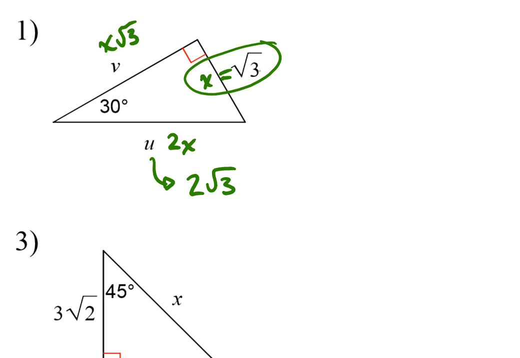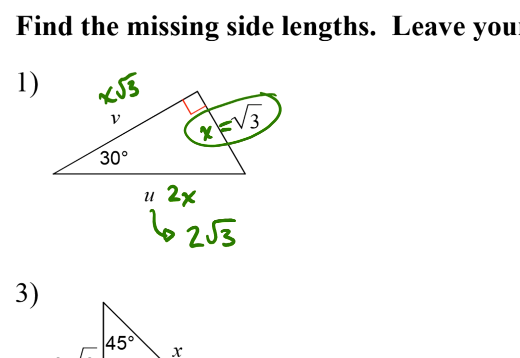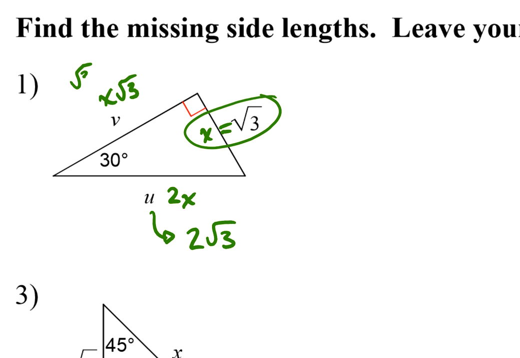And if x is the square root of 3, then the longer leg would be what x is, which is the square root of 3, times another square root of 3. And if I multiply the square root of 3 times the square root of 3, I get that b would have to equal root 3 times root 3, which is root 9, and the square root of 9 is 3. So my values are u is equal to 2 root 3, and v is equal to 3.